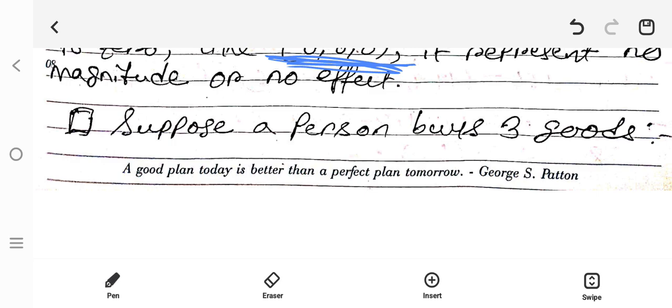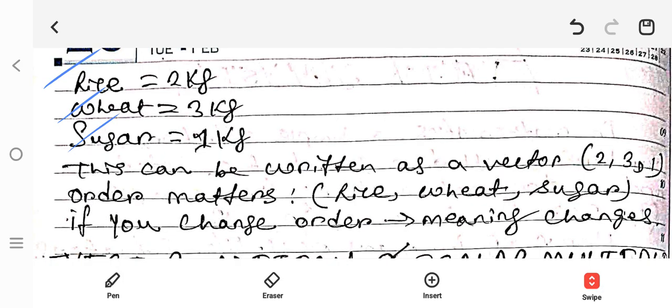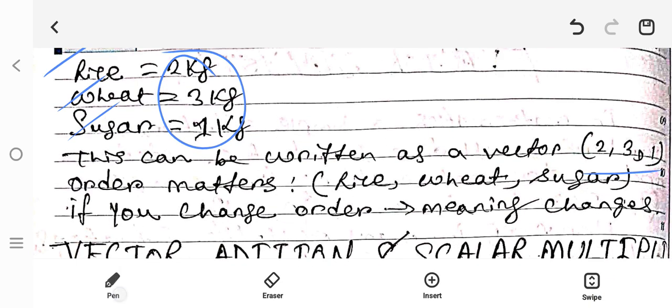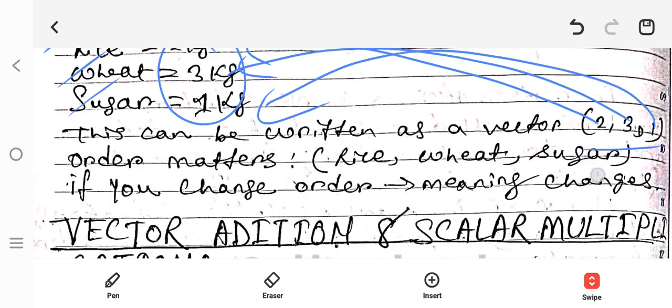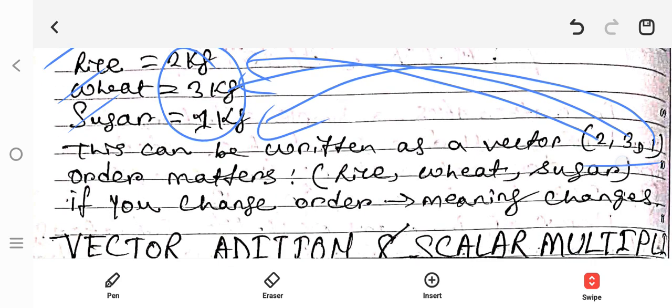Now let's see an example. Suppose a person buys three goods: rice 2 kg, wheat 3 kg and sugar 1 kg. This can be written in vector form. Just take these numbers in a bracket. So this actually represents a vector: 2, 3, 1. Here order matters because 2 indicates the weight of rice, 3 indicates the weight of wheat and 1 indicates the weight of sugar. And if we change any number or interchange them, then the meaning changes.